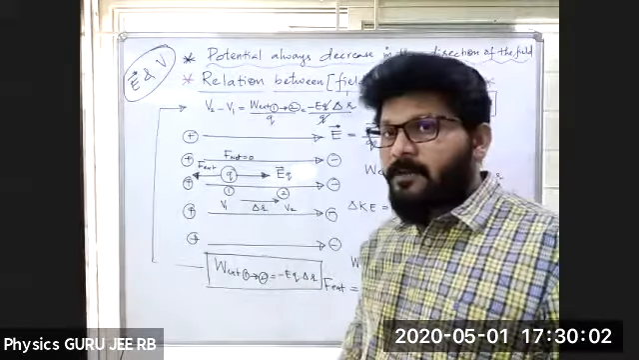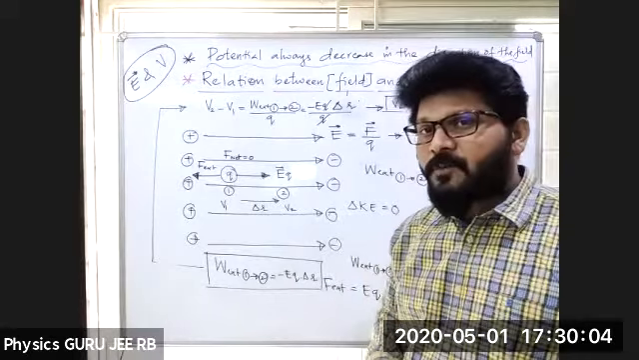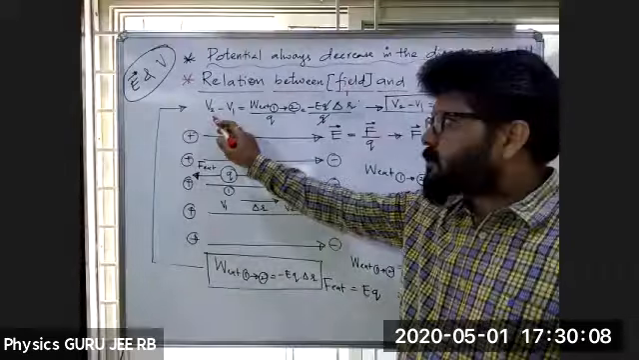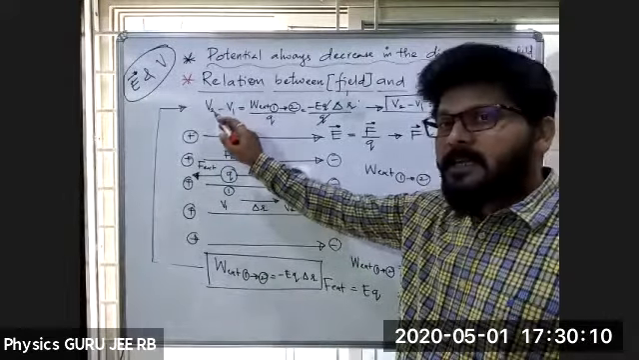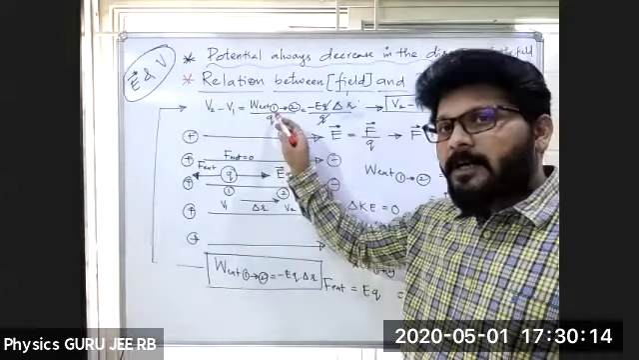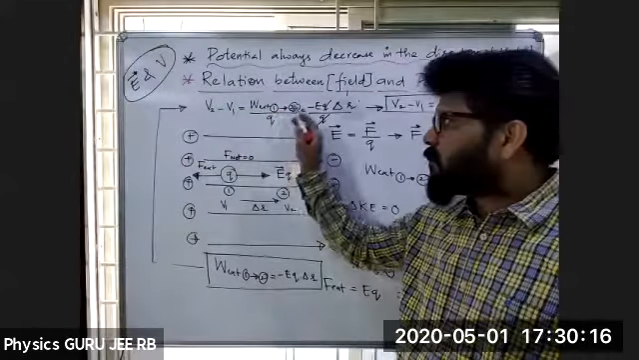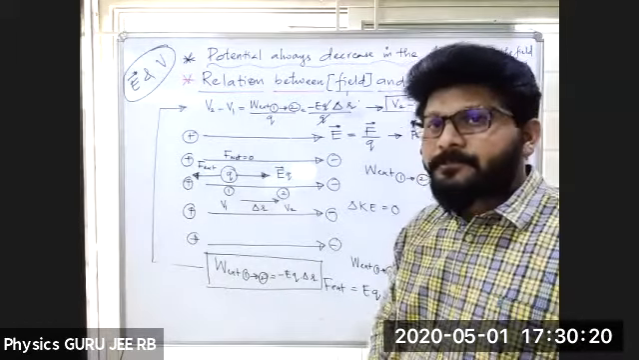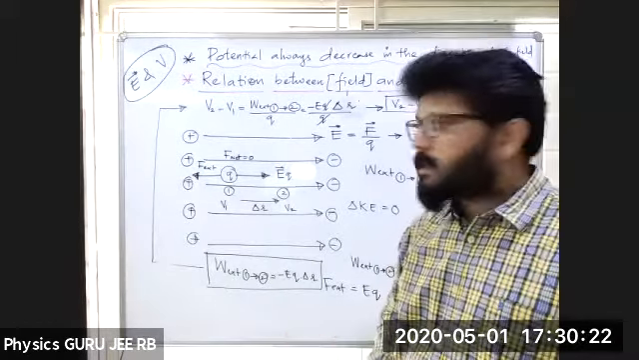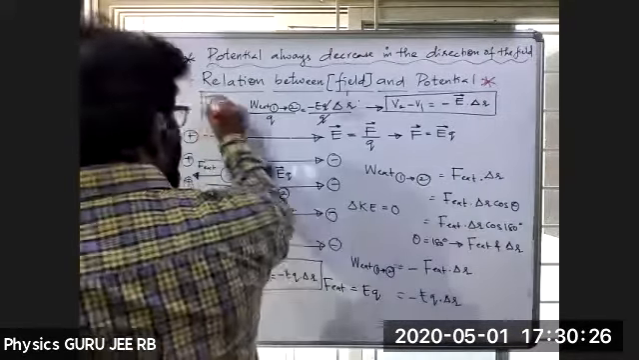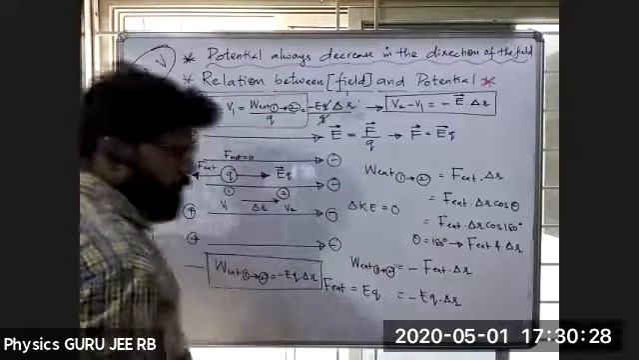External force we require, because according to the definition of potential, as we discussed, the potential to bring a charge from 1 to 2 can be written as V2 minus V1 is equal to the work done to bring the charge from 1 to 2 divided by Q. That is nothing but the definition of potential. Already we discussed this one, right?